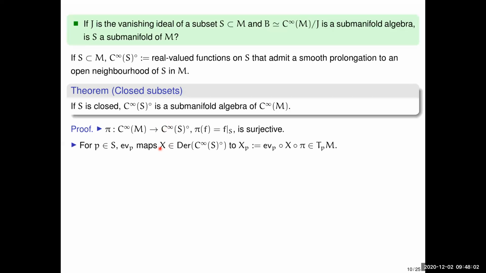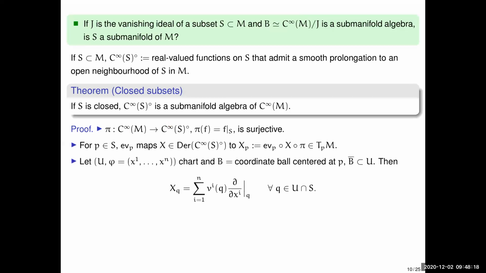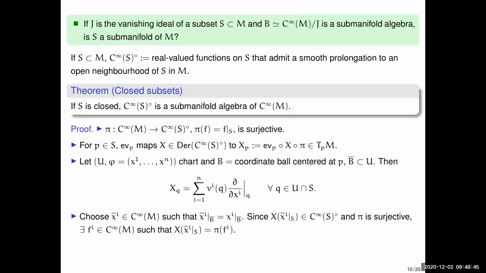Then you can realize that if X is a derivation of the quotient algebra, if you compose it with pi on the right and with the evaluation at the point P on the left, this is a derivation at P of your smooth functions on M, so it is a tangent vector. And then you can write this tangent vector in a chart. Let's say that P is a point of S, fixed. Choose local coordinates, a coordinate ball containing P such that the closure is in the chart, and write down the local expression of your vector field. We don't know if it is smooth, and this is what we want to see. How do you prove it is smooth and has indeed a smooth prolongation to the whole M?